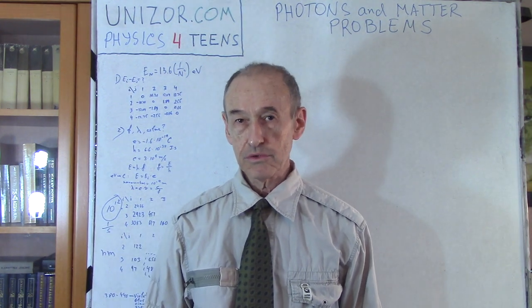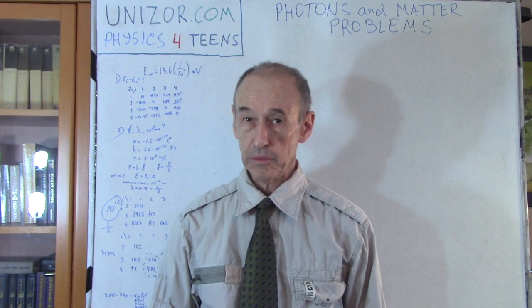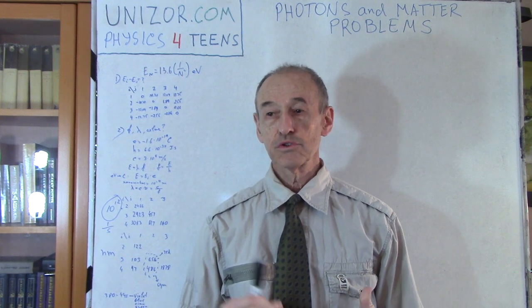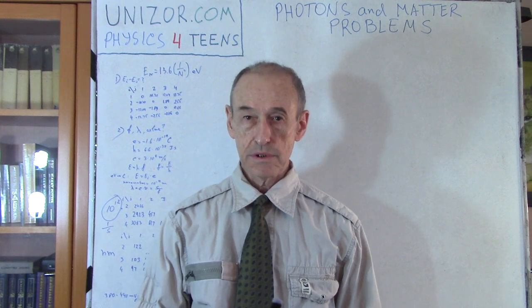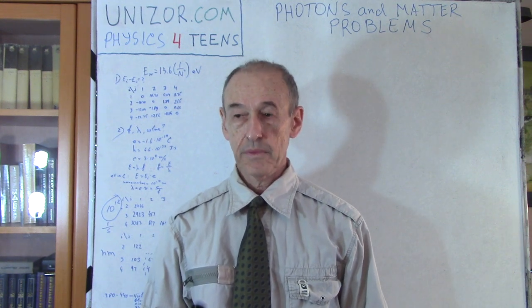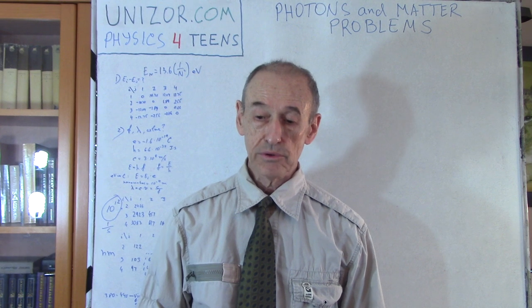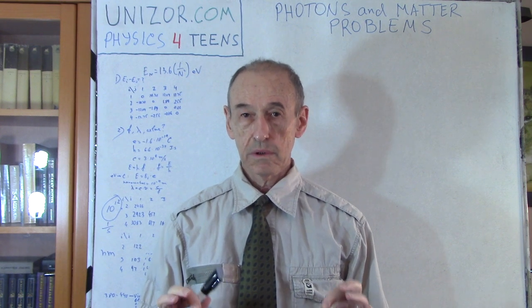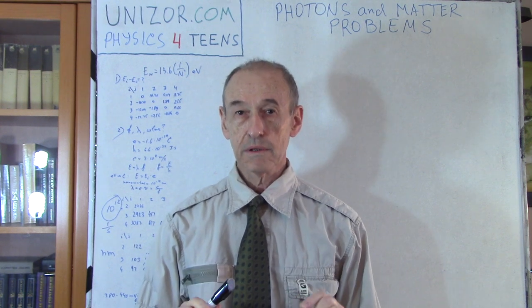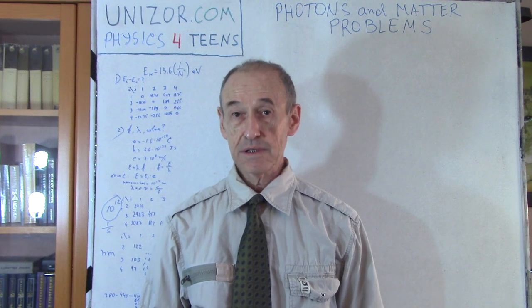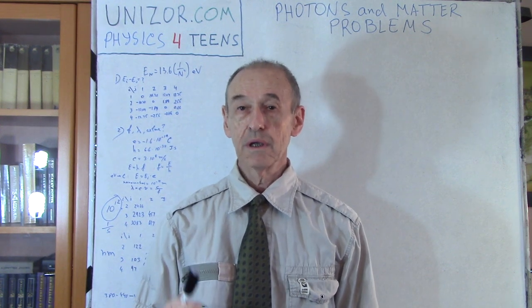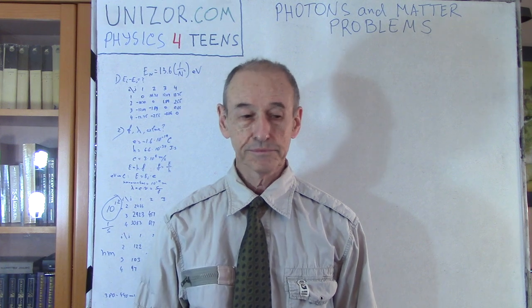Today we will try to solve a couple of very, very simple problems related to interaction between photons and matter. As far as the matter is concerned, we will discuss only the simplest element, which is hydrogen. It's the simplest because it has only one electron.